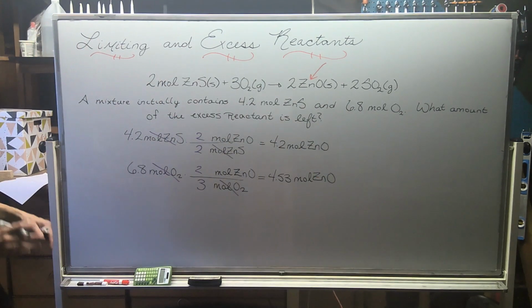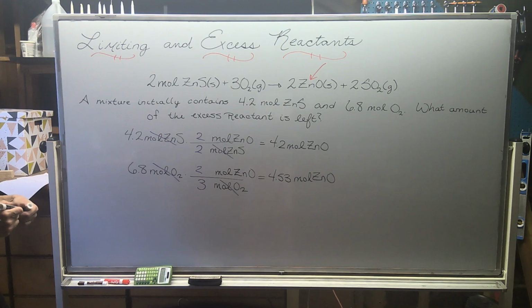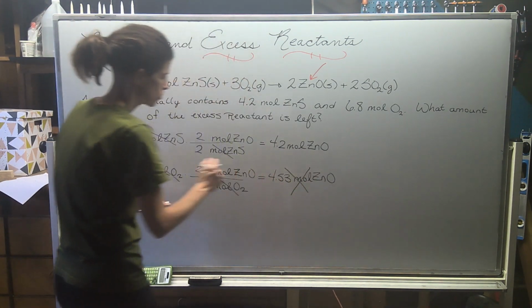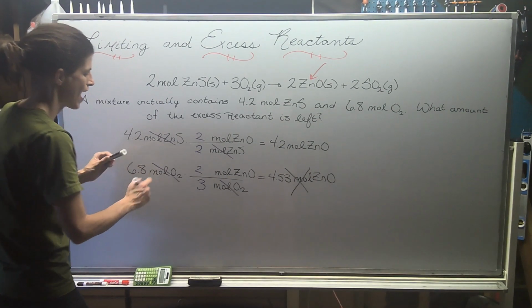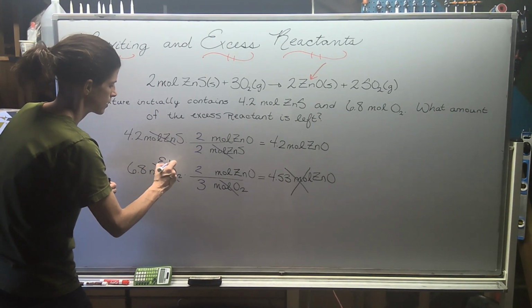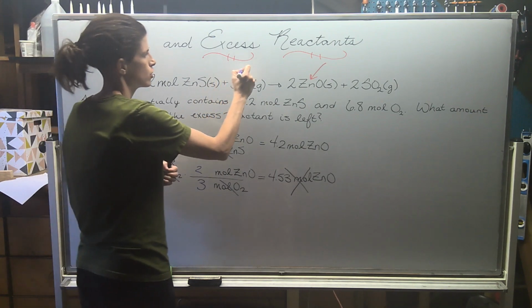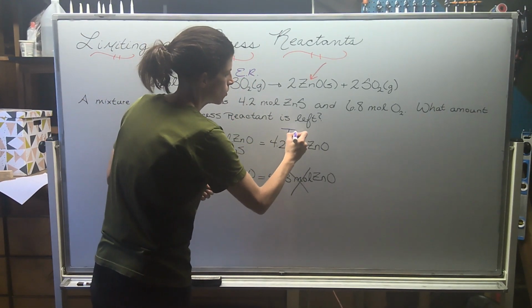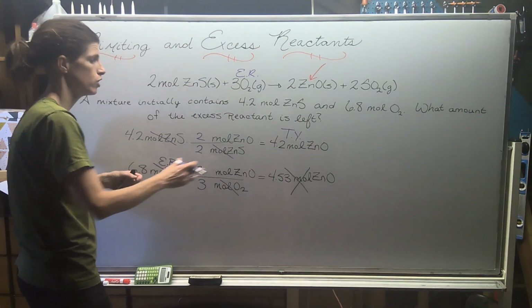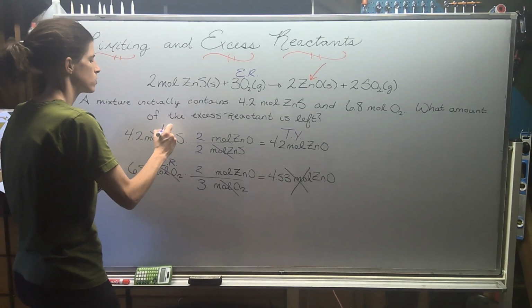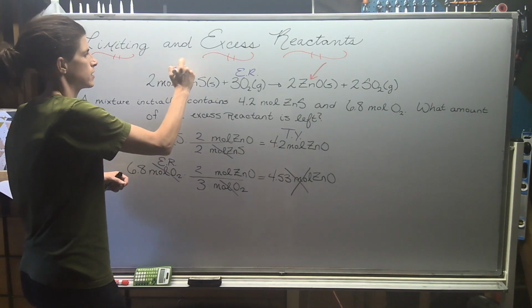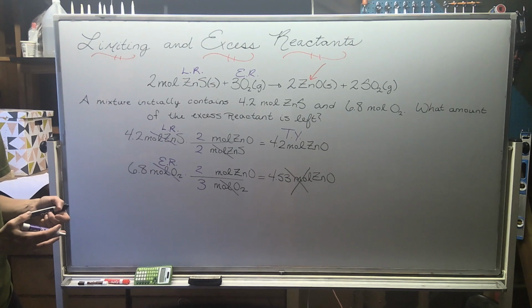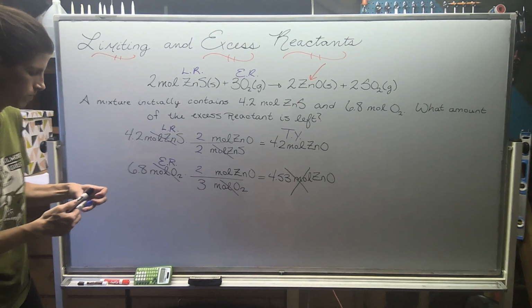Alright, so just like in the previous problems, we're going to ignore that larger value. We do know that the larger value is associated with our excess reactant, or excess reagent. So oxygen is in excess. Our smaller value is known as our theoretical yield. Theoretical yield is always associated with our limiting reactant. So zinc sulfide is our limiting reactant. It runs out completely and we're not going to have any left over.